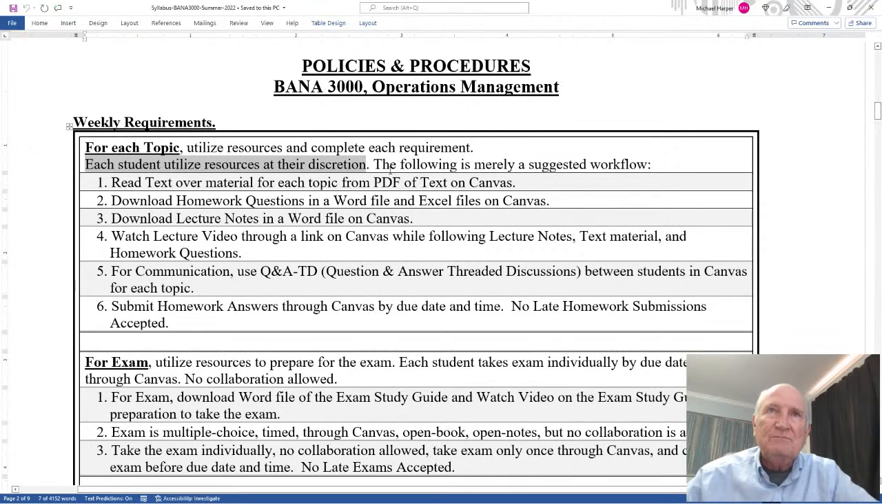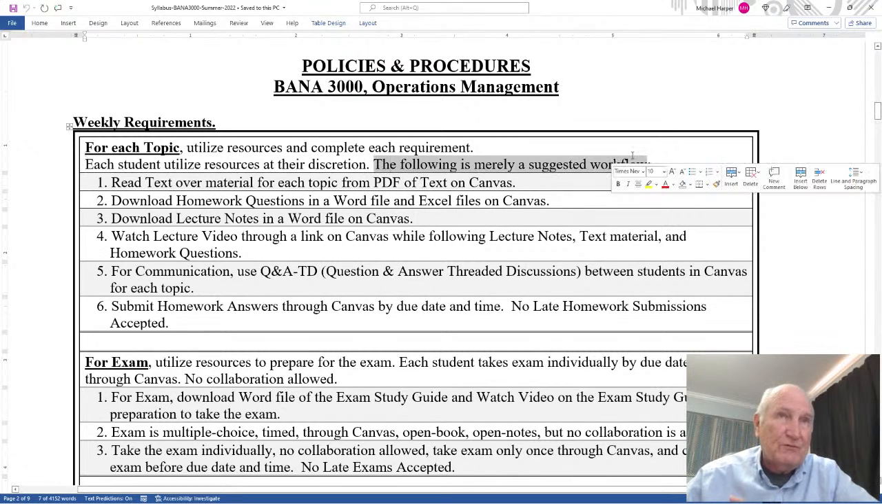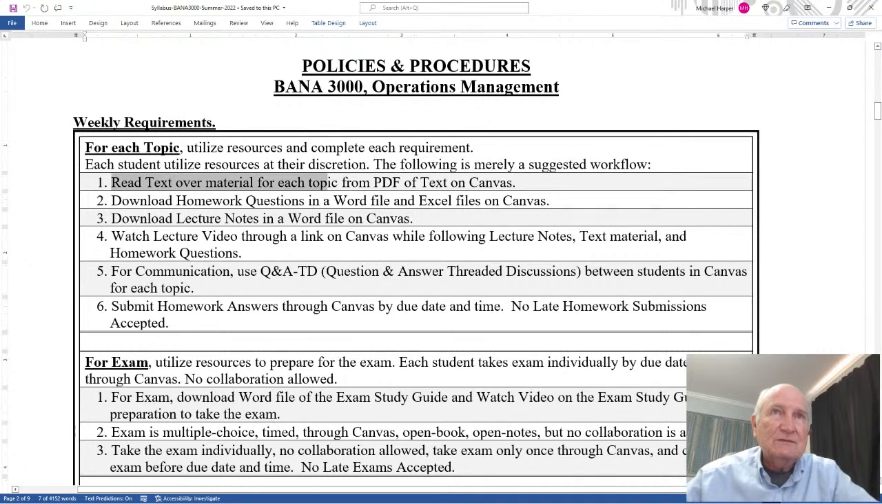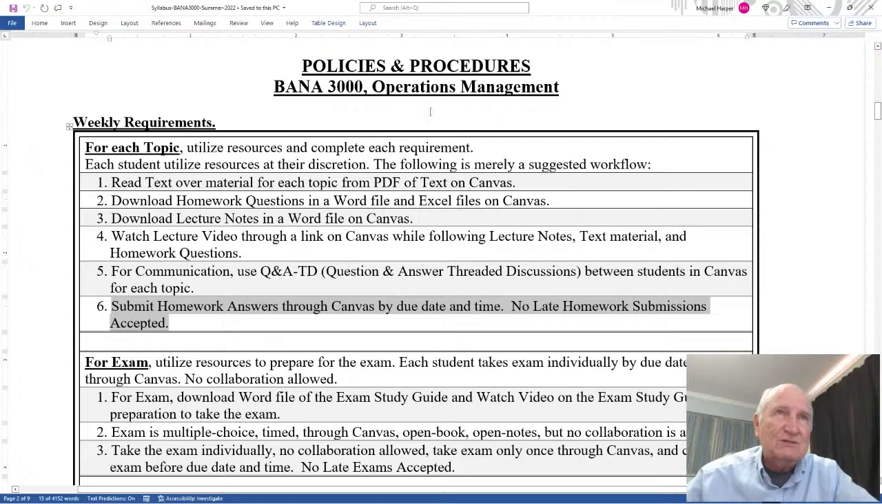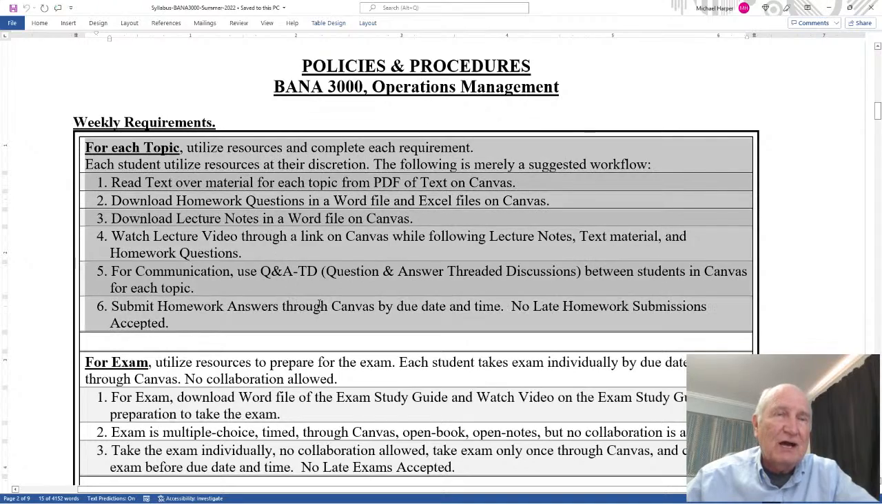The following is merely a suggested workflow. Read the text, download the homework, download the lecture notes, watch the video for the lecture. For communication, use the question and answer threaded discussion between students, and submit the homework answers through Canvas. That's a suggestion for each topic.